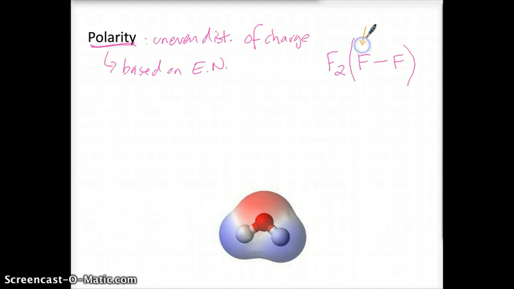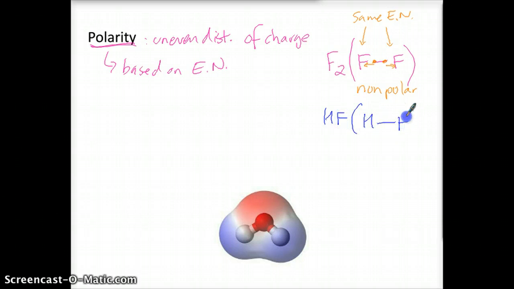Since these are the same element, they have the same electronegativities, which means they want electrons equally. So think of it as a tug of war. These electrons in this bond are getting pulled this way and this way equally. So this bond would actually be non-polar. It's not unequal. On the other hand, if you had a bond like HF, here we have one element that wants electrons more than another. In that case, it's fluorine because it's more electronegative.